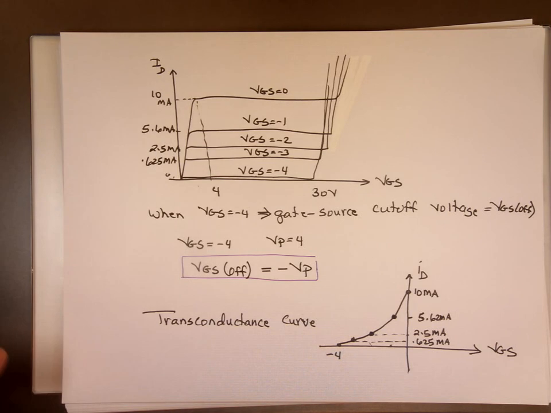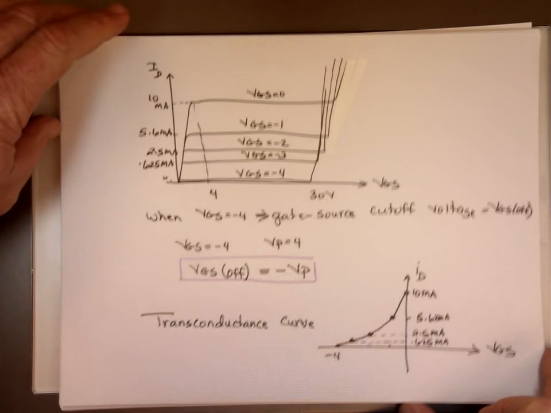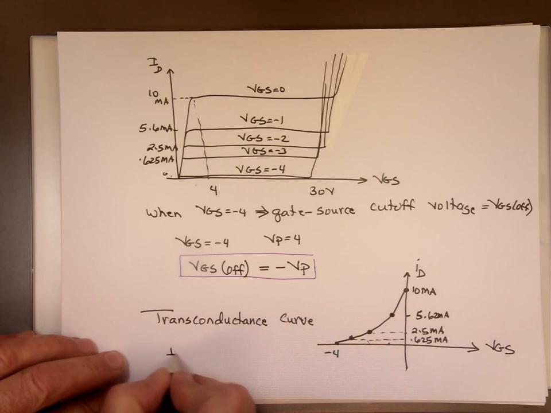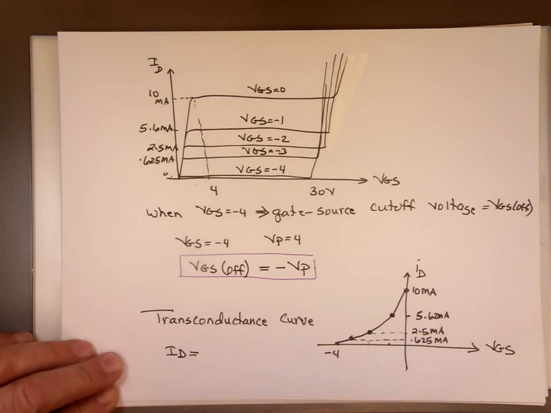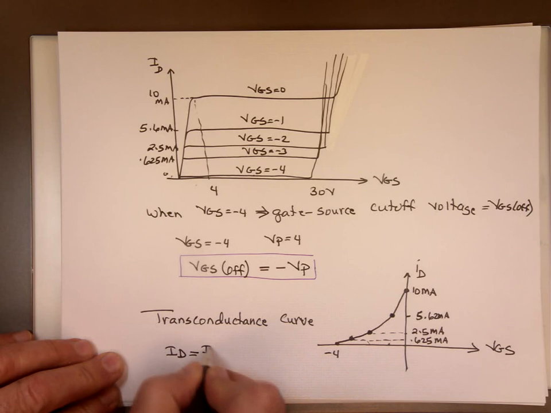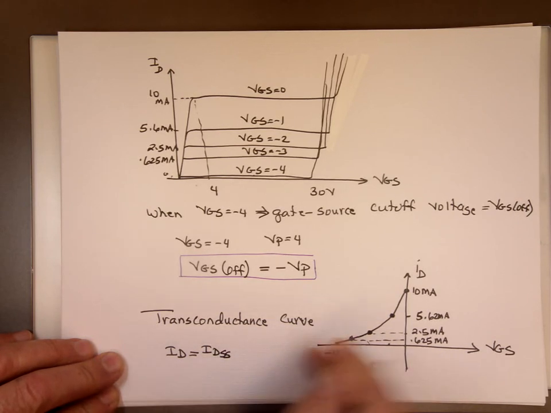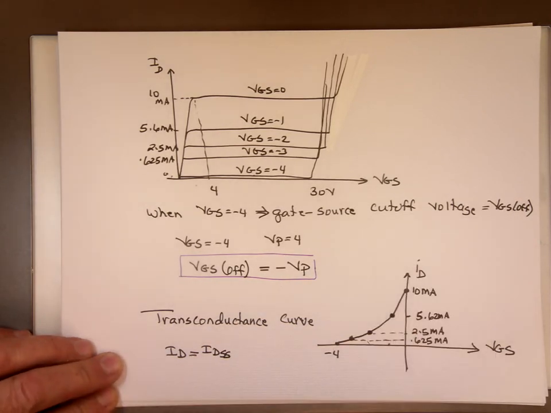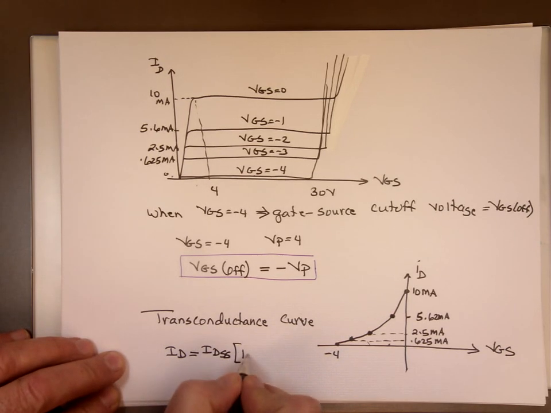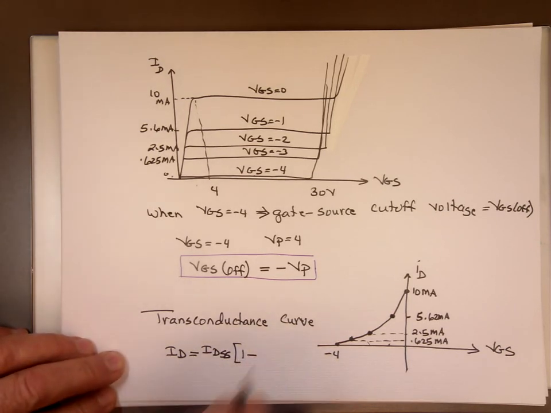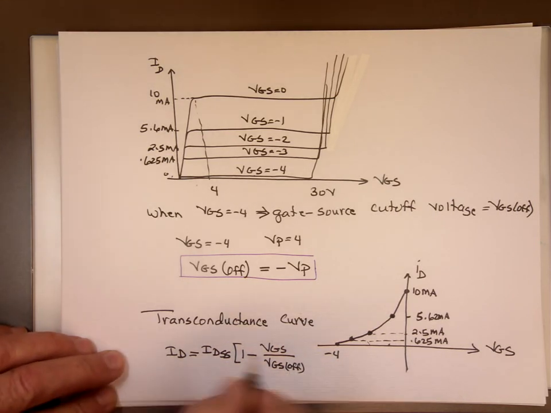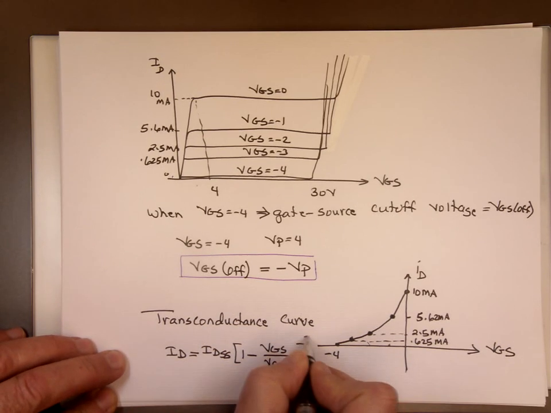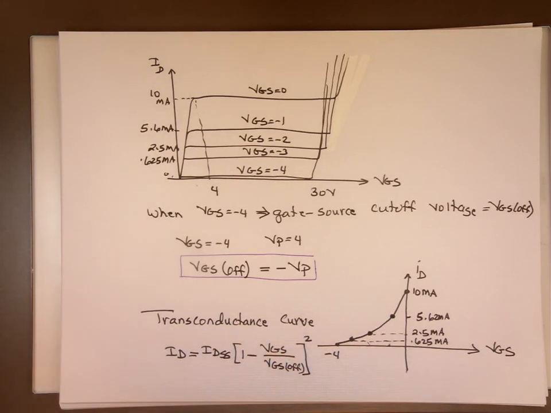Well, somebody did the math on this, and they found out the equation for that I sub D, the equation that describes that graph there, is going to be I sub DSS times 1 minus VGS divided by VGS off, and you're going to square that value. So now by having that equation, we can figure out what the current is at any given time.